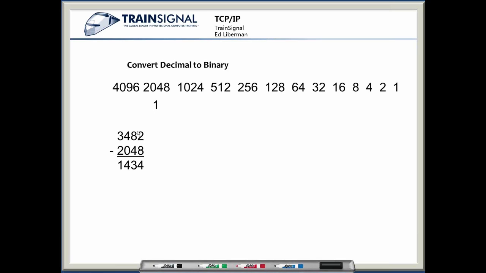You've got 2 minus 8, so you have to borrow. This 8 becomes a 7, and we make that 12 minus 8 is 4, 7 minus 4 is 3, 4 minus 0 is 4, 3 minus 2 is 1. We're left with 1,434.